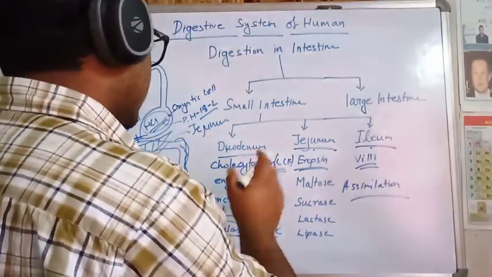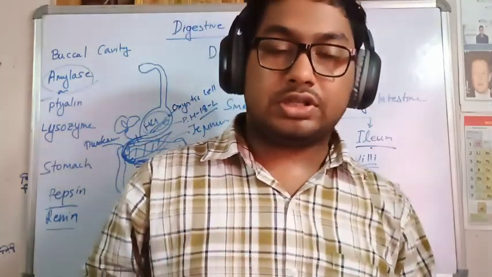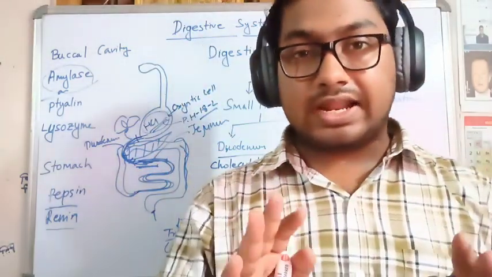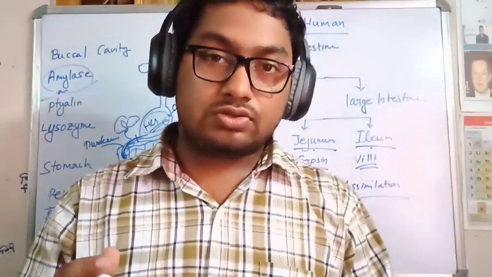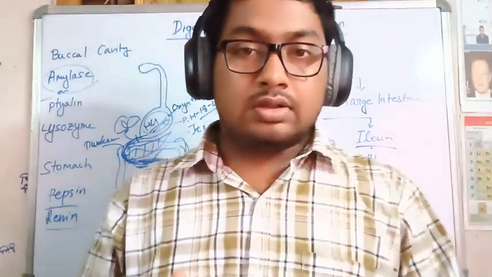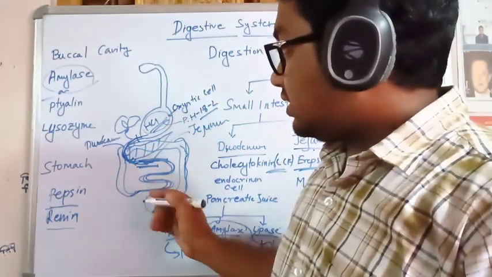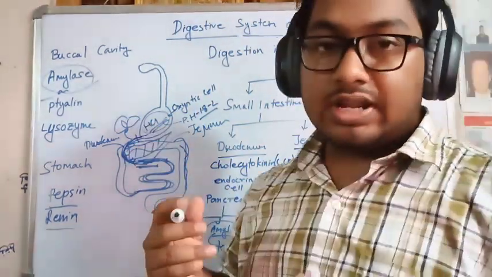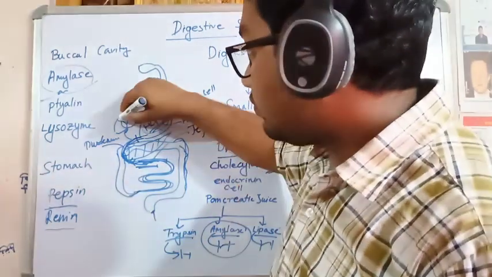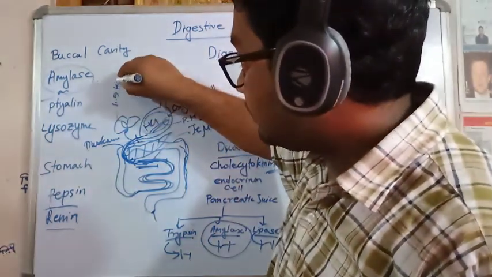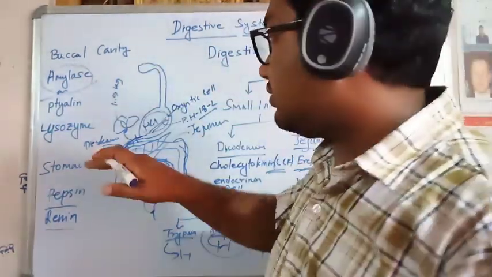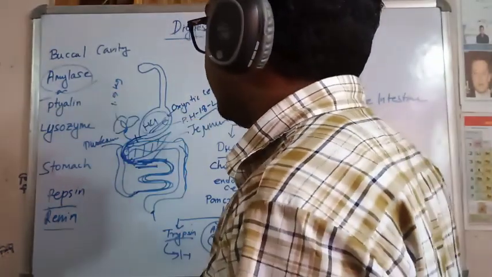And here there are three important glands that participate in the digestive system. First is the liver. The liver is the largest gland. Its weight is approximately 1.5 kg.